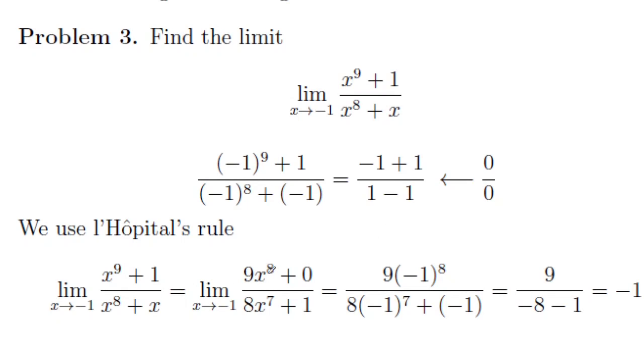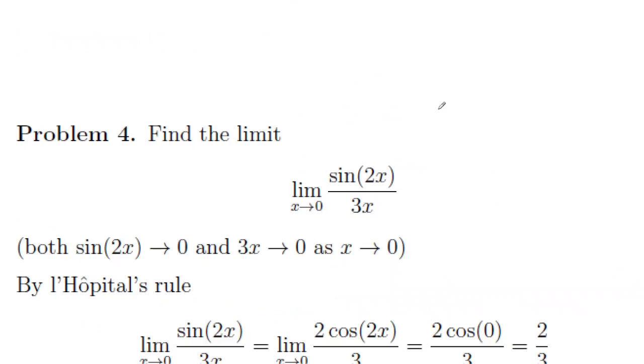The derivative of x to the 9 is 9x to the 8, and the derivative of the denominator is 8x to the 7 plus 1. Now if I put in x equal to minus 1 and I calculate, that should be a plus 1. I get 9 over minus 8 plus 1, so the correct answer is actually minus 9 over 7, and that's the limit to this problem.